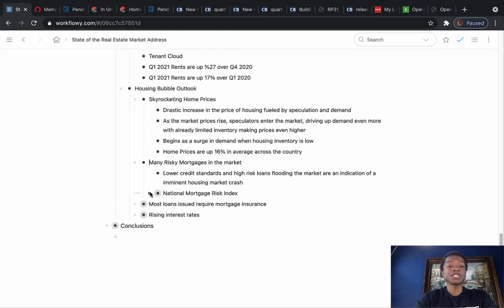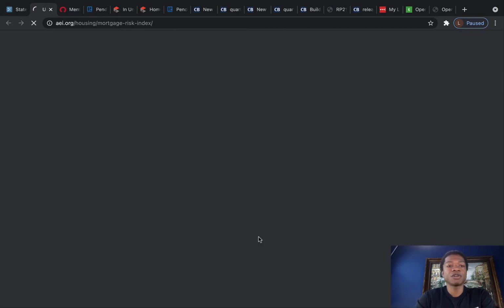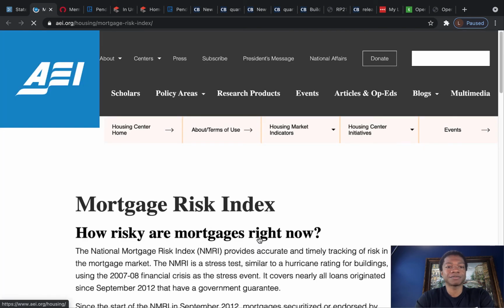And then there's the national mortgage risk index. Now this helps us to determine how risky the mortgages are right now. And this is something that wasn't tracked until after 2012. This was started in 2012 after the 2007-2008 housing crash. And so let's take a look at what we have in terms of the mortgage risk index.